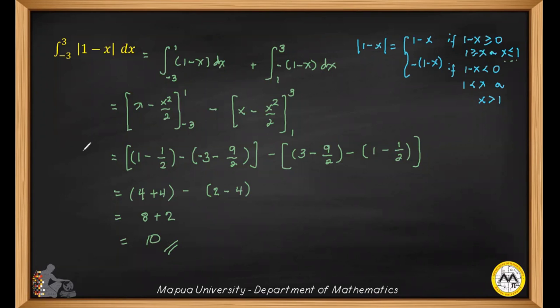So this is how to evaluate the integral where the integrand is an absolute value. You have to express the absolute value as a piecewise function and use the property of definite integral that the integral of f of x dx from a to b is equal to the integral of f of x dx from a to c plus the integral of f of x dx from c to b.